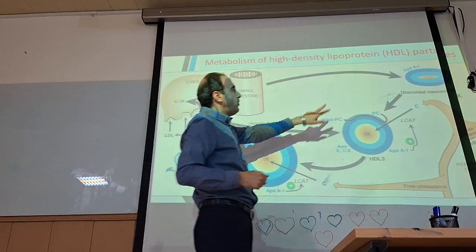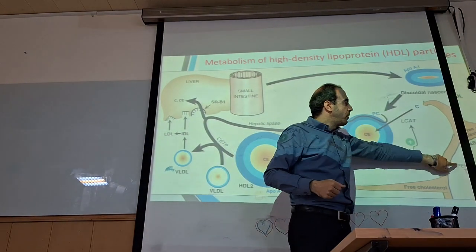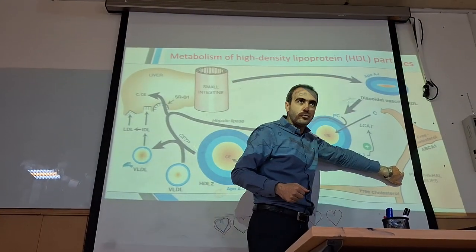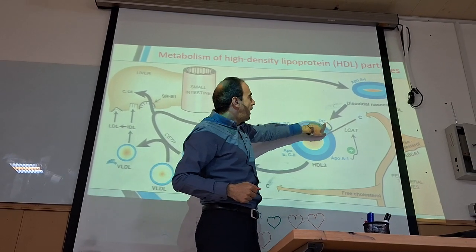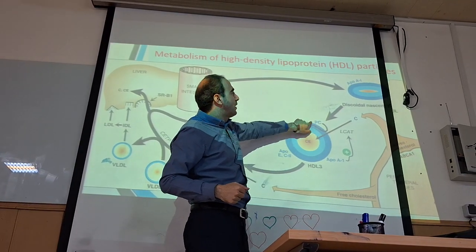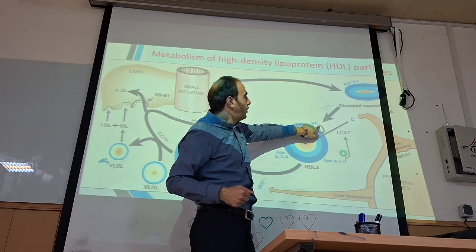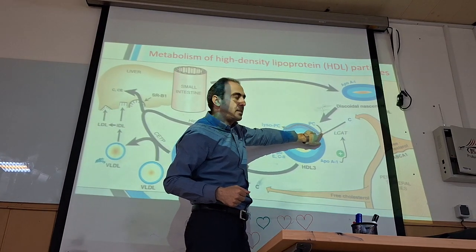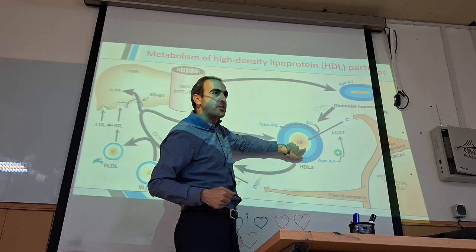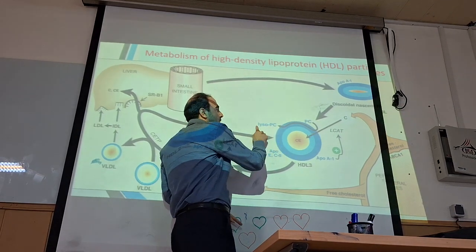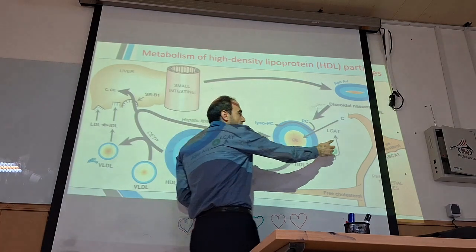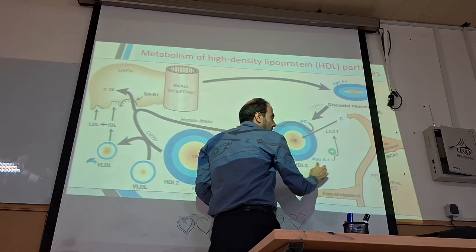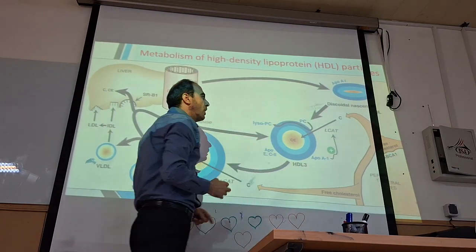So, cholesterol from peripheral tissue is received by LCAT, and actually from phosphatidylcholine, one fatty acid is added and produces cholesterol ester. Then lysophosphatidylcholine remains here, and LCAT is activated by ApoA1.